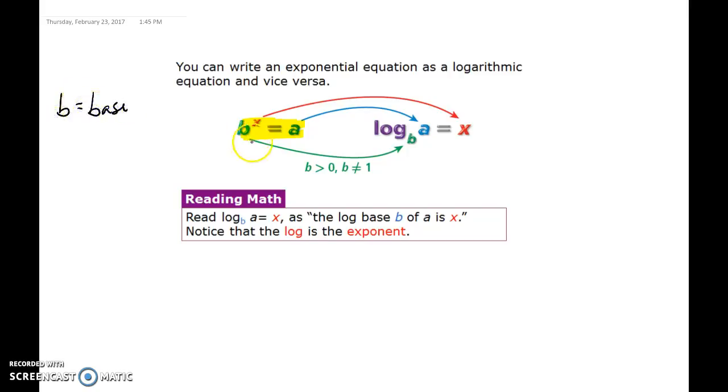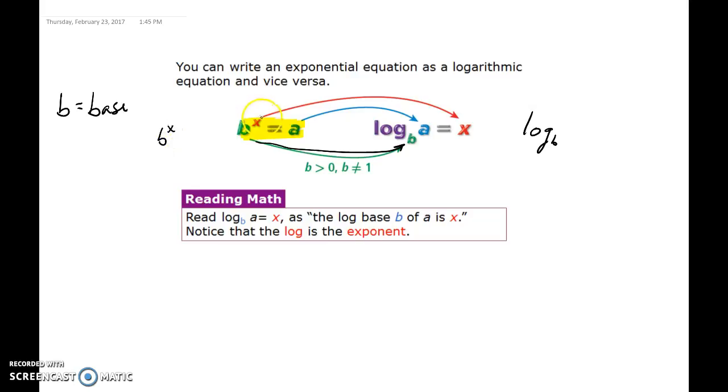And if you notice, the b then gets written underneath of our log. And the way that we read this is log base b. So the base never changes. When we have our logarithm, it's still a base. It's just written underneath of our log at the bottom as a subscript, whereas as an exponential, it's written as the power it's raised to.